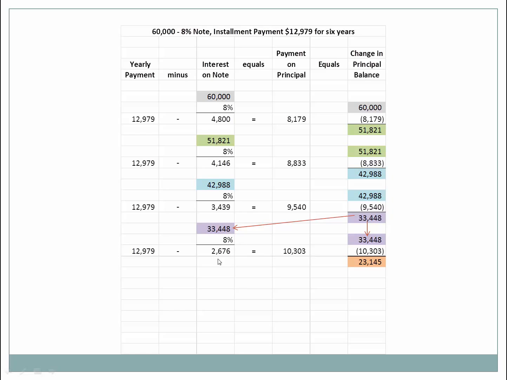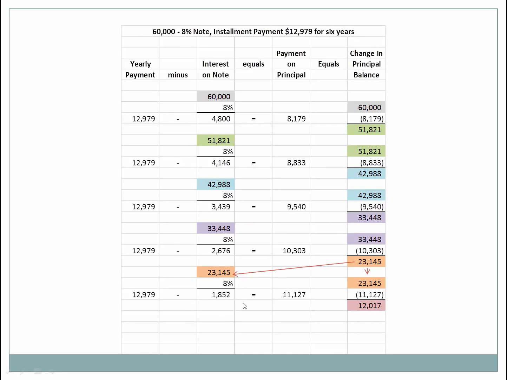$33,448, which means that $2,676 of the $12,979 we're paying is associated with the interest, and the remainder becomes the payment on the principal balance of that note. So this is what we're paying down in principal. So we'll subtract that from the principal balance at the beginning of the year, which will give us a new principal balance of $23,145. We'll calculate interest for that for the upcoming year.